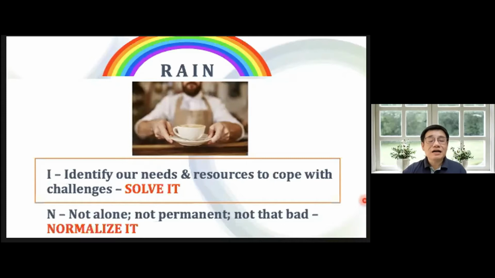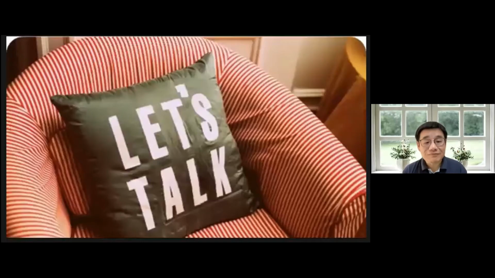Okay, very often people have difficulty in identifying their needs. Okay, so what can we do? Very often people will tell me, I'm not sure what I need. I'm also not sure what kind of resources are available. I'm not sure what kind of resources I need. Then my suggestion for you is talk to someone. Okay, talk to someone.